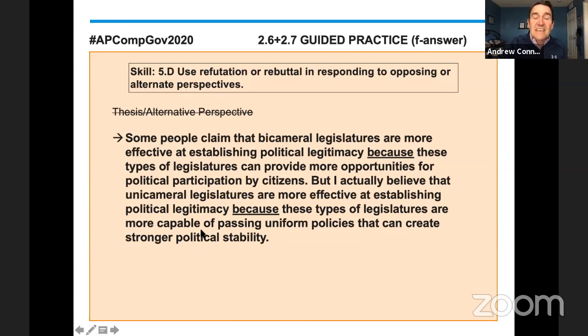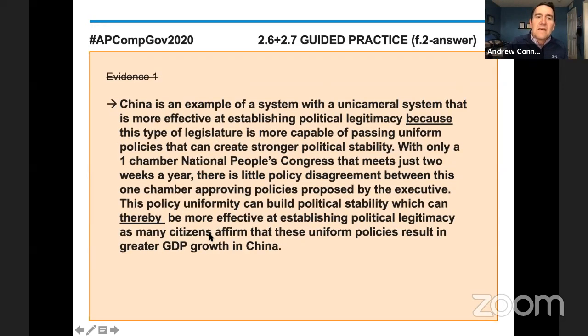And I connect that into one of my core concepts here, where I'm going to be focused on political stability. My first piece of evidence is going to come from China. China has a unicameral system that I'm going to argue is more effective at establishing legitimacy. Again, because it's more capable of passing uniform policies. You don't have a disagreement between chambers. And this can create stronger political stability.